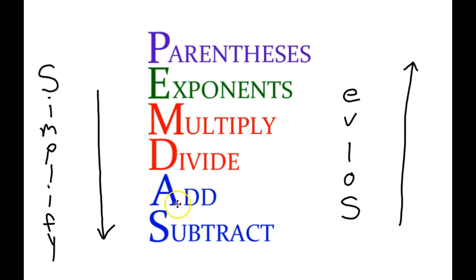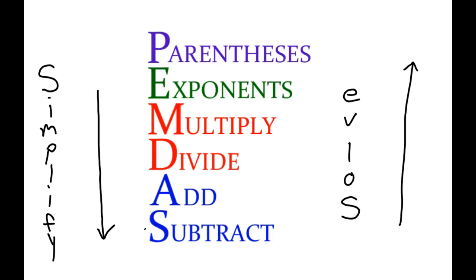And then we have addition and subtraction. That's the same idea. They have the same ranking, the same status. So whichever one occurs first going left to right is the one we're going to use first. When we're trying to simplify an expression, that is when we use the order of operations. We start with parentheses and go down to addition and subtraction.